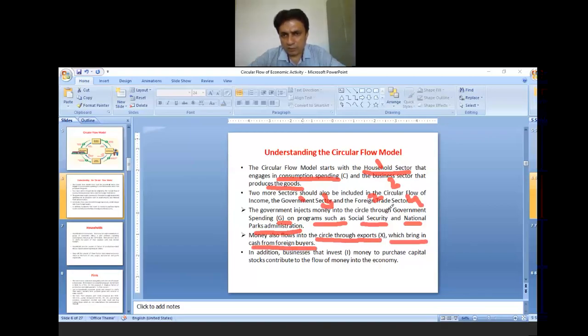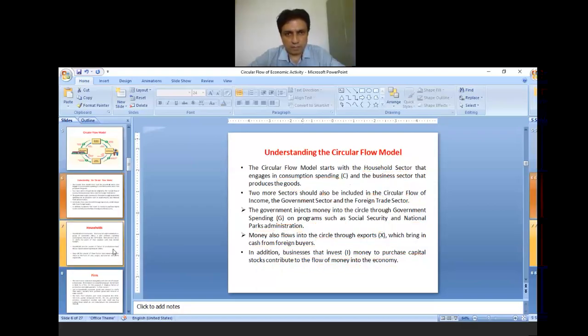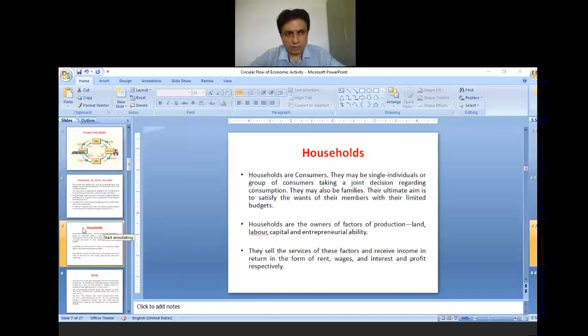In the case of the foreign trade sector, money will flow to and fro from the exports and imports of the businesses. In addition, businesses that invest money to purchase capital stocks contribute to the flow of money into the economy. By this, you can understand how the circular flow model works. So let us discuss each of these factors one by one. So first is the household or the consumer.